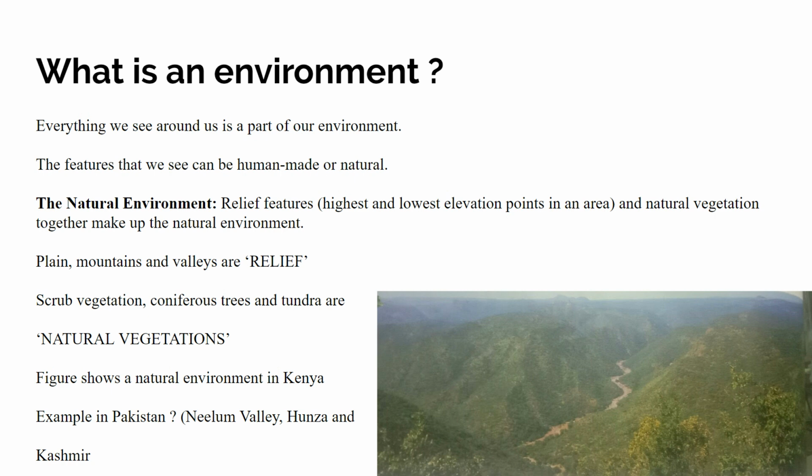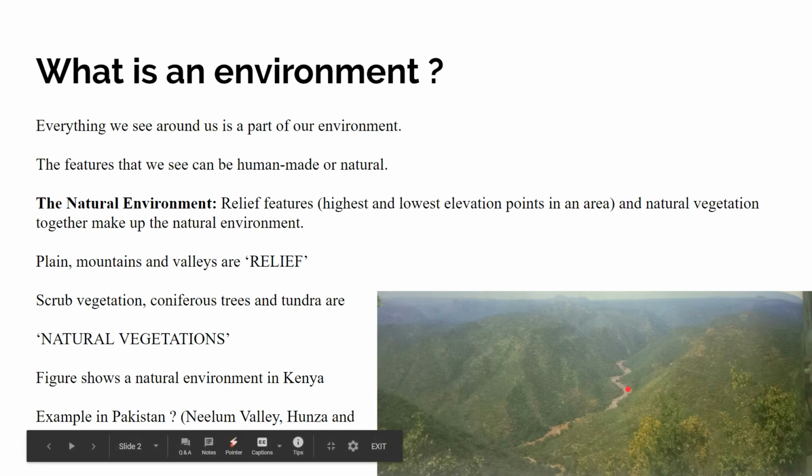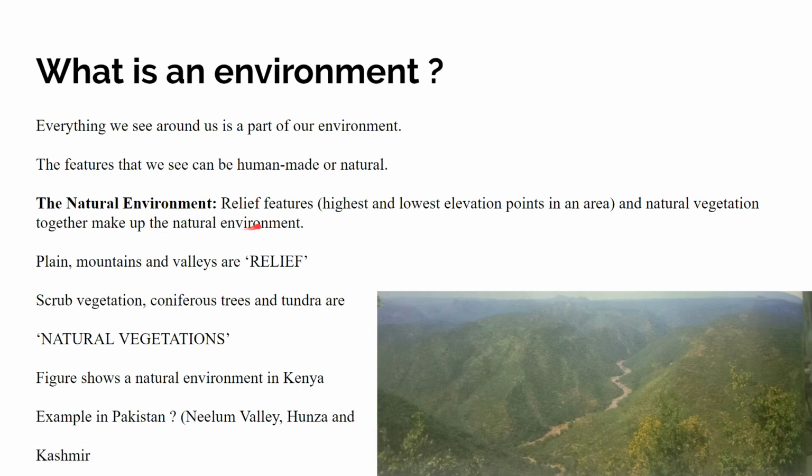If you were to define a natural environment, then natural environment is basically the relief features. Relief features basically means the highest and the lowest elevation points in an area. For example, the highest point is a mountain, right? And the lowest point of this relief is a valley, right? So this is basically called the relief. And then we have the natural vegetation spread around. So these two things, the relief and the natural vegetation, together make up a natural environment.